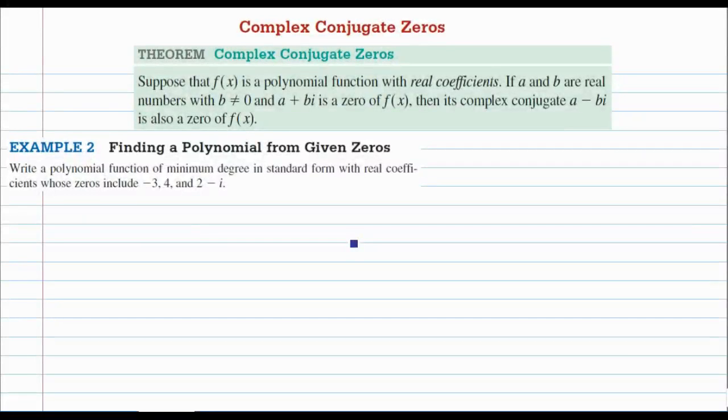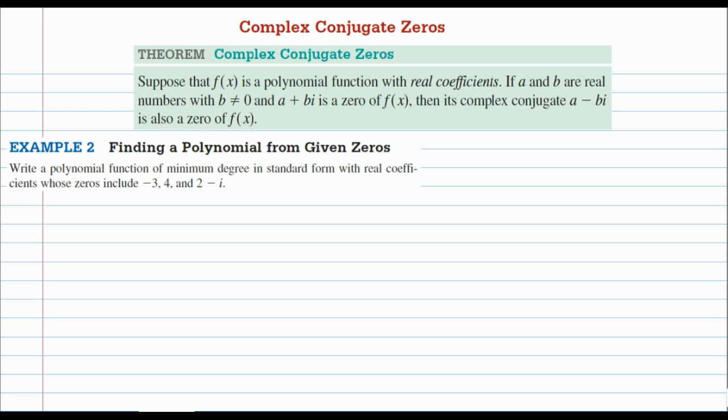This is the screencast for section 2.5, example 2, complex conjugate zeros. Okay, so we've got these imaginary zeros that we're now being introduced to that qualify as zeros in a polynomial, but are not places where the graph will cross the x-axis.